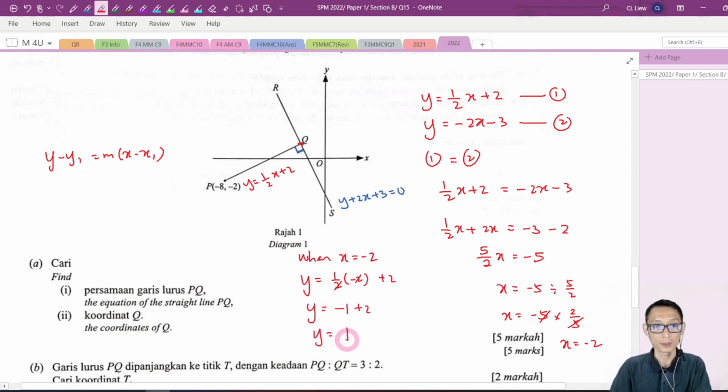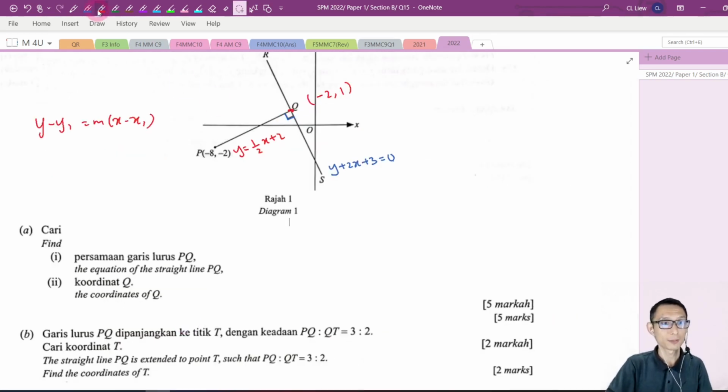But you cannot stop here because the question asks for the coordinate of Q. So your final answer must be in coordinate form. So the coordinate of Q will be negative 2, comma 1. Let me label over here. Negative 2, comma 1. Maybe later we need to use it. Now let's go to the last part, part B.